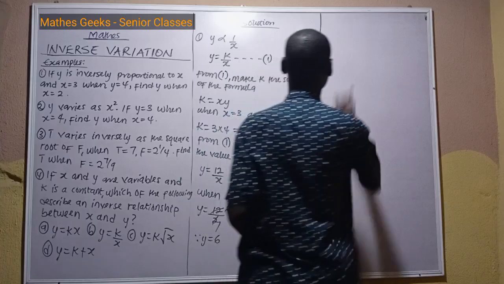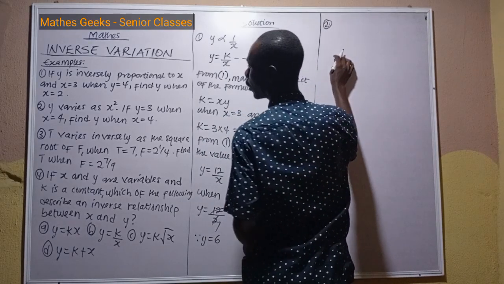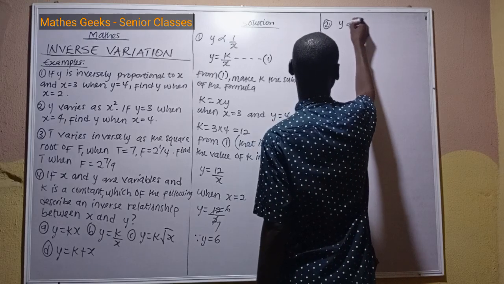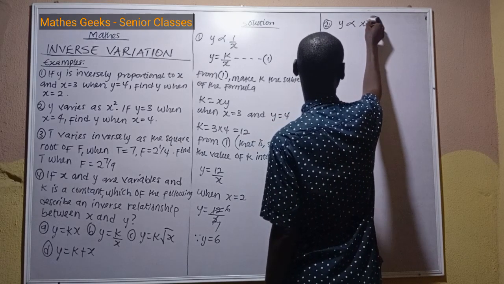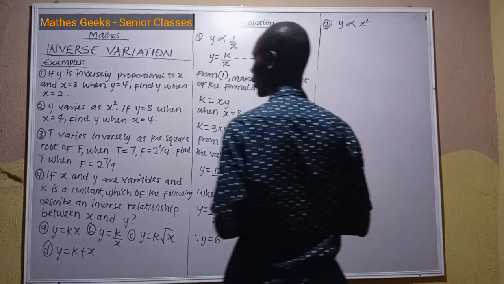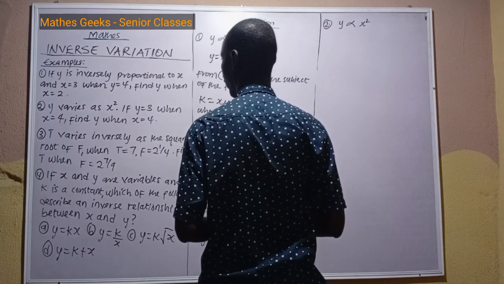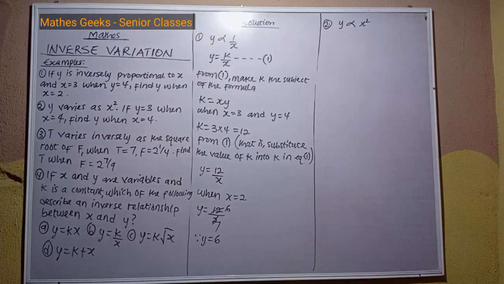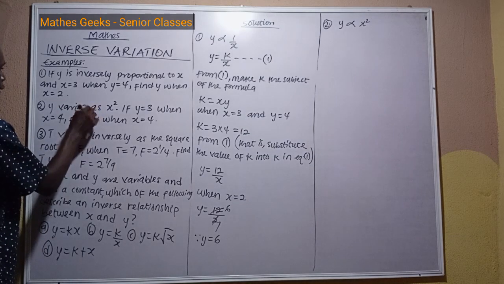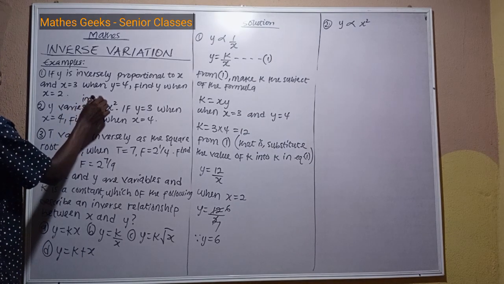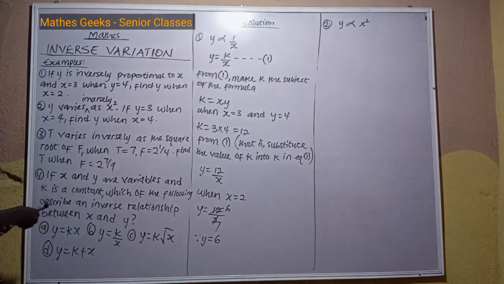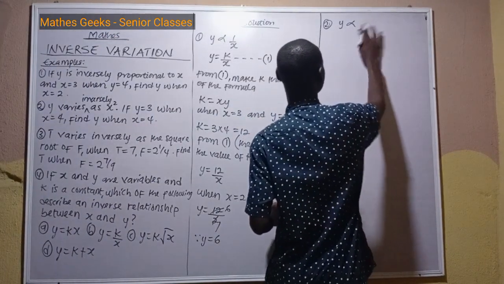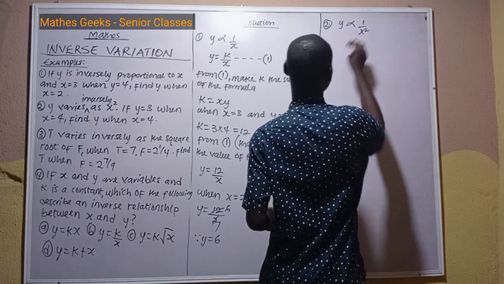Number 2. y varies as x squared. And if y is 3 when x is 4, find y when x is 4. For number 2, y varies inversely as x squared. So let's correct that. So y varies inversely as x squared.